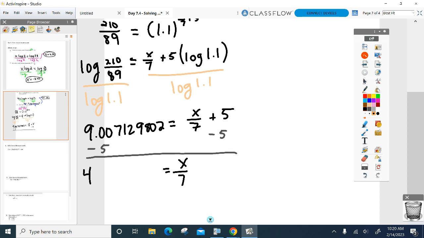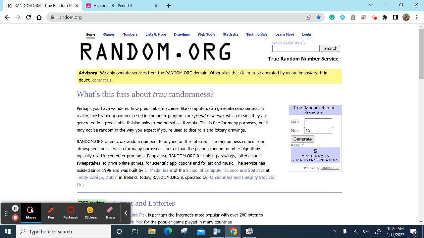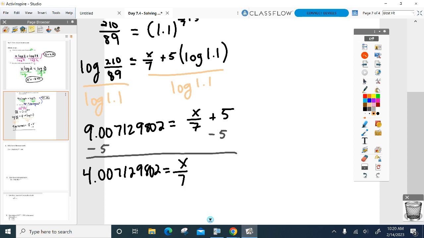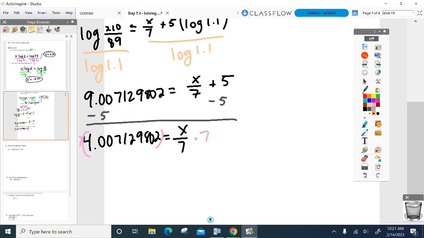It's going to give me 4 and change. And I'll still ask, what's next? At the end here, what's next? Multiply by 7. Darn right I do. That doesn't look very professional. There you go. That does. 28.0.